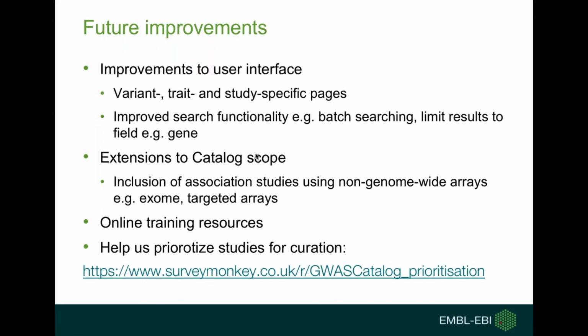As I mentioned, at the moment, for a study to be eligible, it has to be genome-wide. And we're now interested in including non-genome-wide data, for example, exome array data or targeted array data. We also want to expand our training, and I know in the end there will be a survey so you can comment on this particular training, but we are keen on expanding our resources. We're also keen on figuring out how to prioritize our curation, and I would point out that we have a survey where you can just go and let us know what kinds of data you would most like to see.